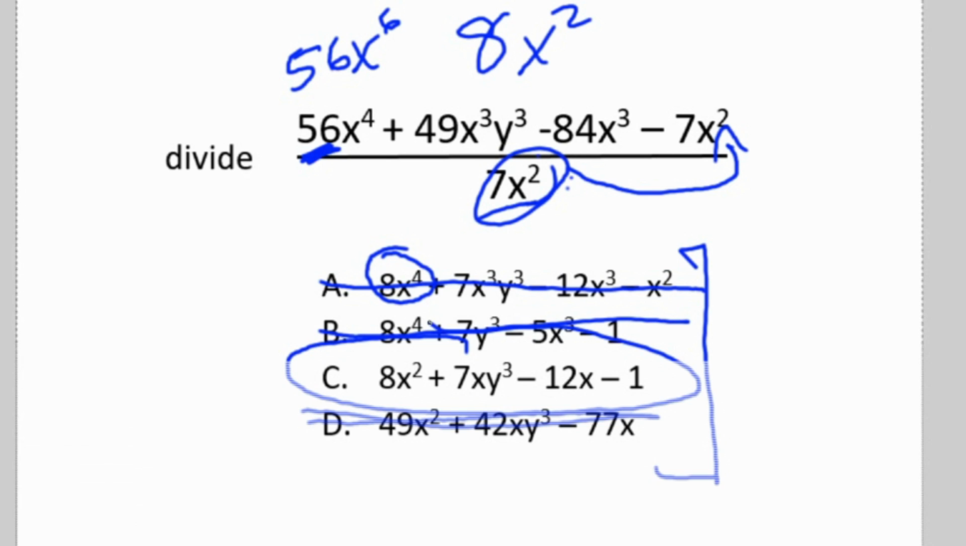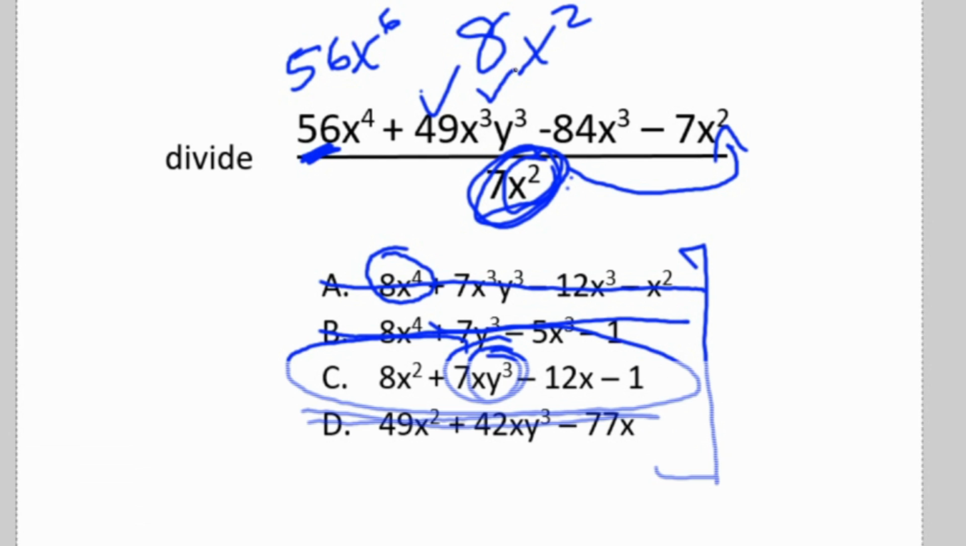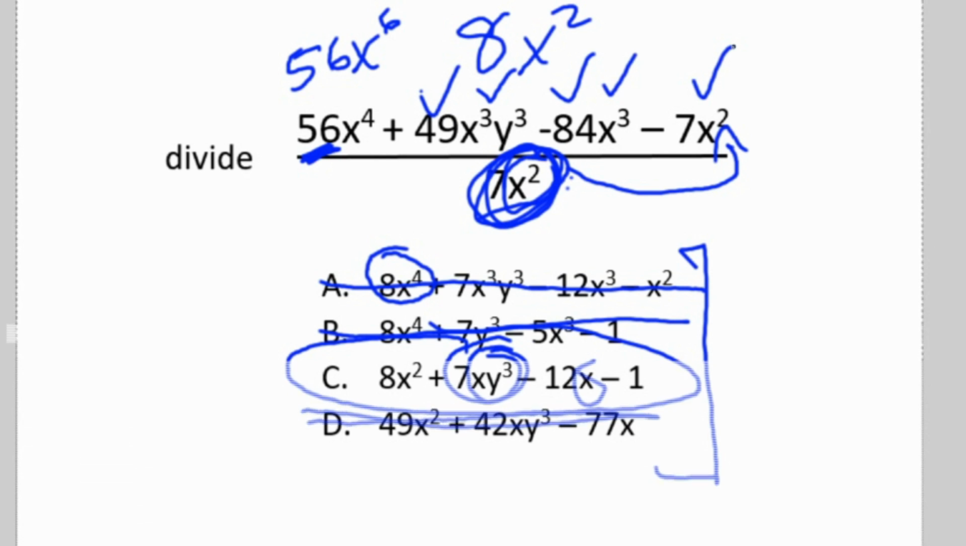And just to be sure, we can look at the rest of it. So we look at 7x squared times 7xy cubed. 7 times 7 is 49. Check. X squared times xy cubed is x cubed y cubed. Check. And the rest of it, 7 times 12 is 84. Check. X squared times x is x cubed. Check. And 7x squared times 1. Check. Minus 7x squared. So we know that C is the answer.